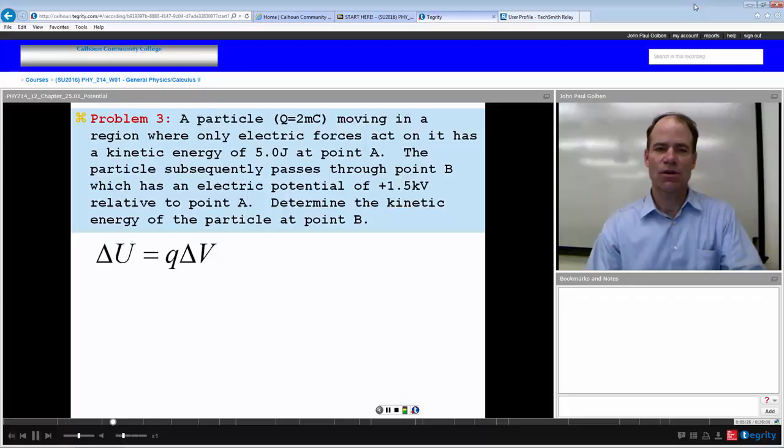Alright, so we know our change in potential energy will equal our charge times what we call the change in potential.